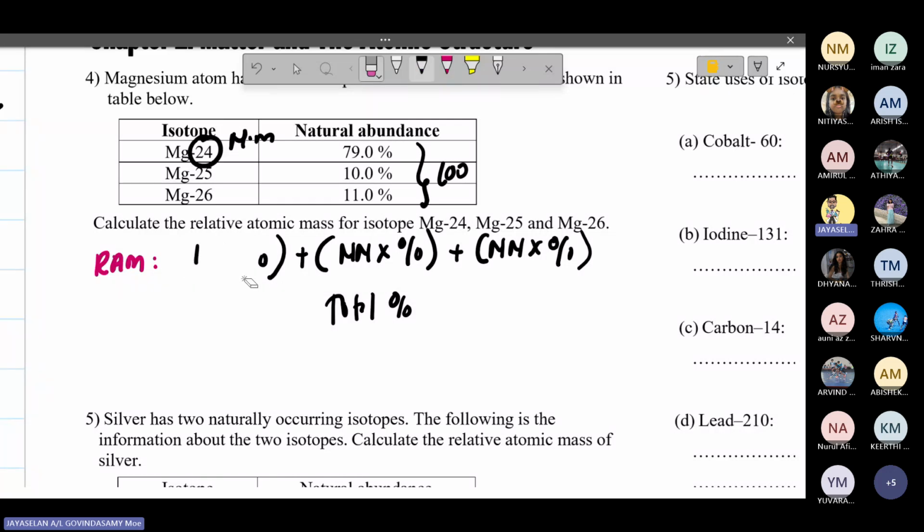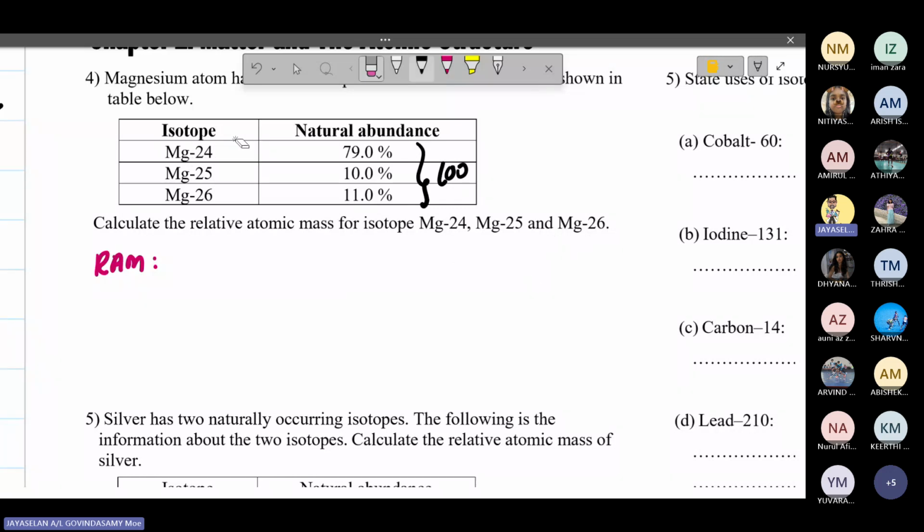Sir, how to do lah? I don't know. You go very fast, Neo. Okay, so I do again. This one cannot get wrong, you know. One isotope, nucleon number 24 times what is the number of percentage? 79. Jangan pergi tulis macam ni. Salah. Tak boleh ada percentage di sini. So plus. So I already finished first isotope.